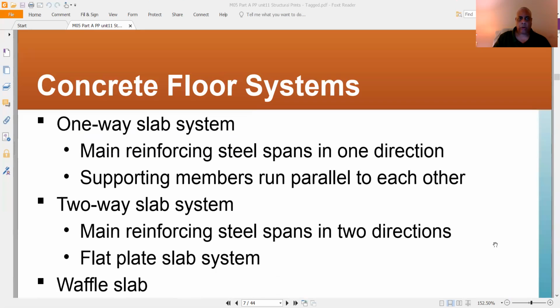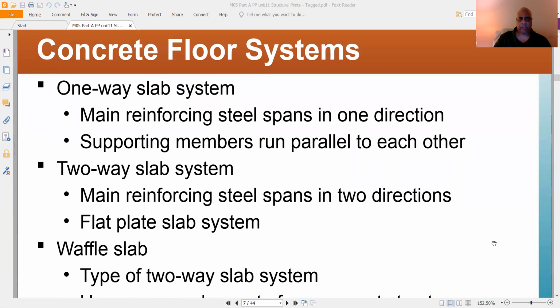Now we have concrete floor systems. There's a one-way slab system. And in that one-way slab system, there's a main reinforcing steel span that goes in one direction, and you also have supporting members that run parallel to each other. Then you have a two-way slab system. It's basically the opposite of a one-way slab system, where instead of main reinforcing that goes in one direction, you have the main reinforcing going in two directions.